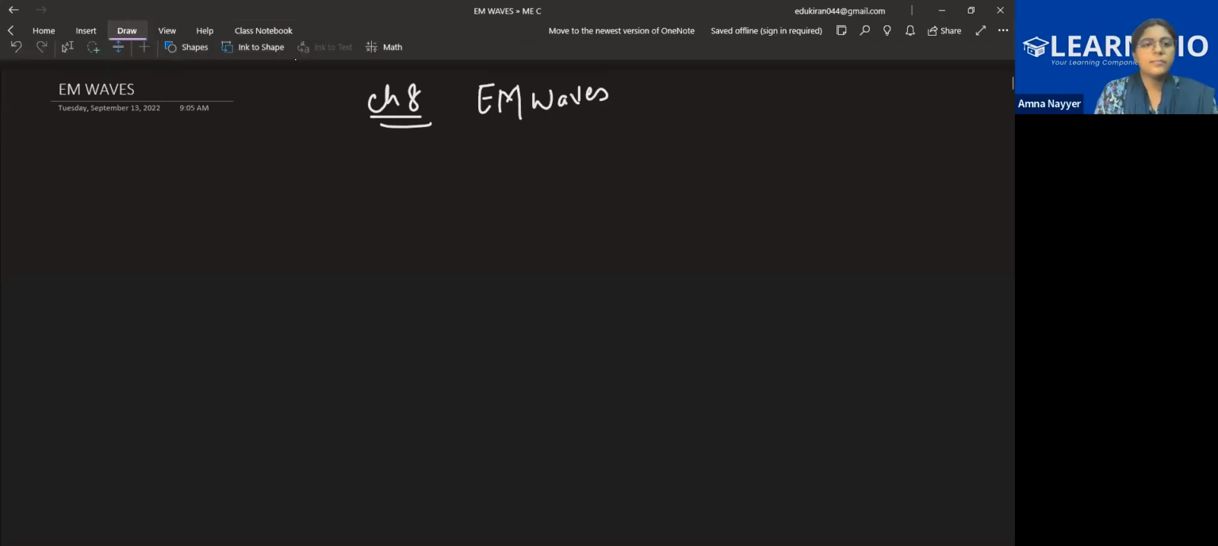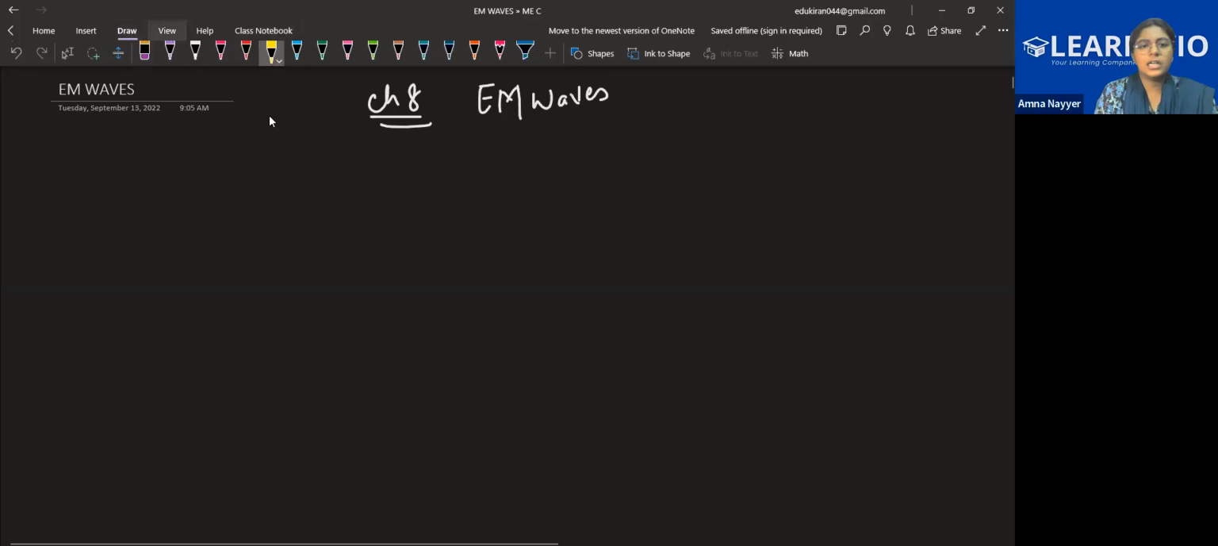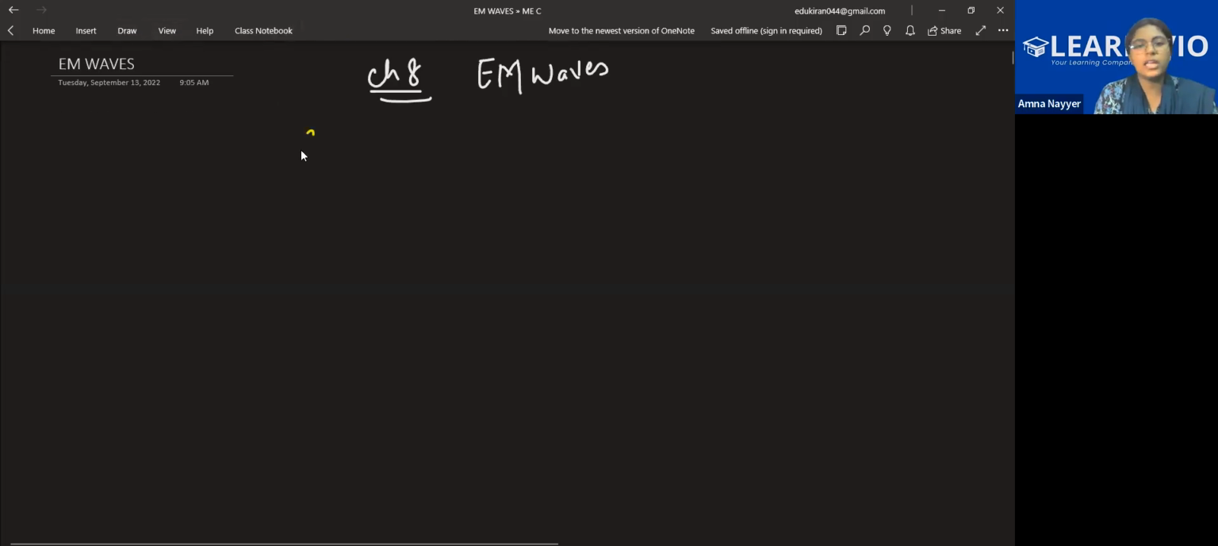So see, EM stands for electromagnetic. And this whole book is about electromagnetism only. In the initial 3 chapters, you talk about the electro part. Then in the later chapters, you study the magnetism part till the 5th chapter. And then after that, you have entire combinations. EMI is a combination, AC is a combination, and now EM waves is a combination.